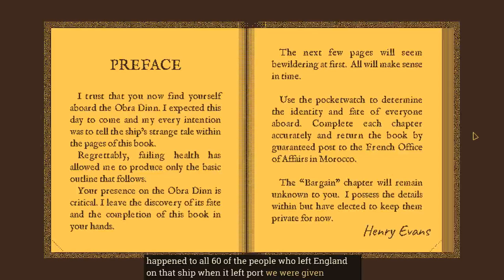As well as our insurance job, we've also been given a task by a mysterious man named Henry Evans. He has sent us a book, which is a journal detailing the voyage of the Obra Dinn, but all of the pages were blank. All we had were chapter titles and an image and a list of everyone on board.